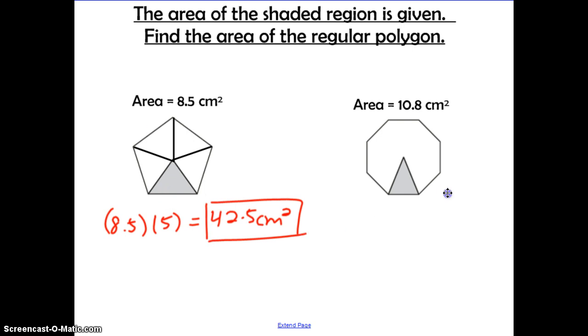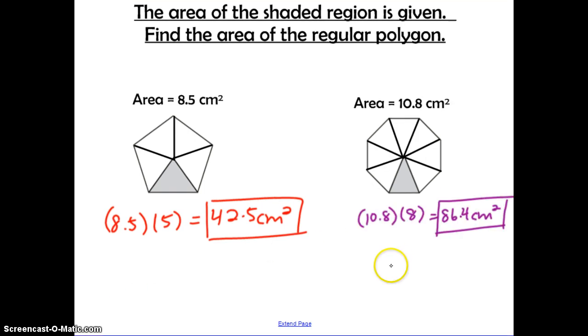Go ahead and pause, find the area of this regular octagon, and then come back and check your answer with me. So hopefully you counted 8 triangles and took 10.8 times 8 to get a total of 86.4 centimeters squared.